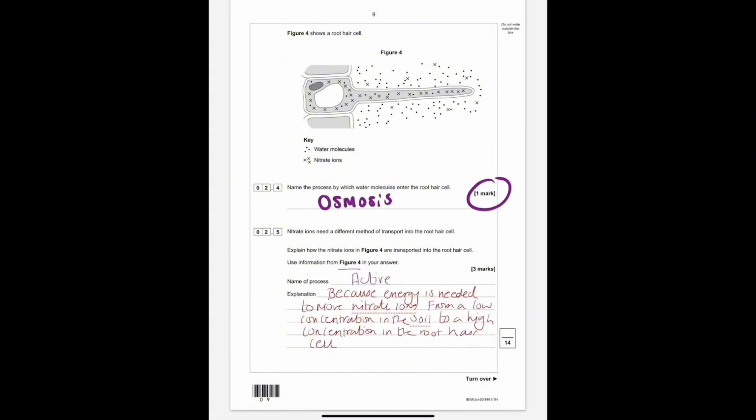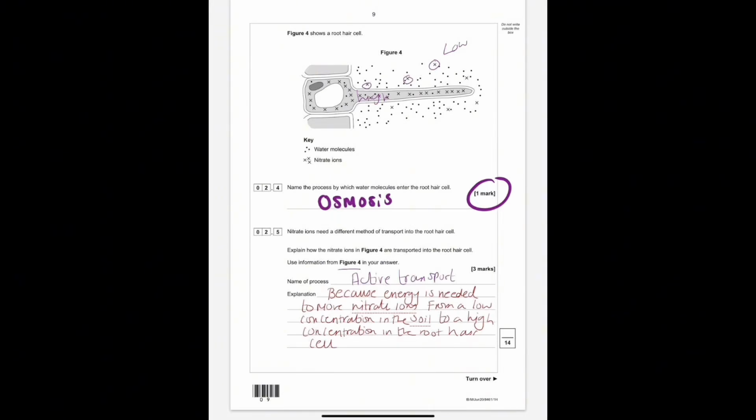Okay, this is my favorite topic. Right, so active transport. Now, these are the nitrate ions, which are represented by the X. I'm just going to circle it. The nitrate ions, so we can see the nitrate ions in the soil is a low concentration. So there's a low concentration of nitrate ions in the soil in comparison to in the root hair cell. So it's going from an area of a low concentration to a high concentration, and that's against the concentration gradient.